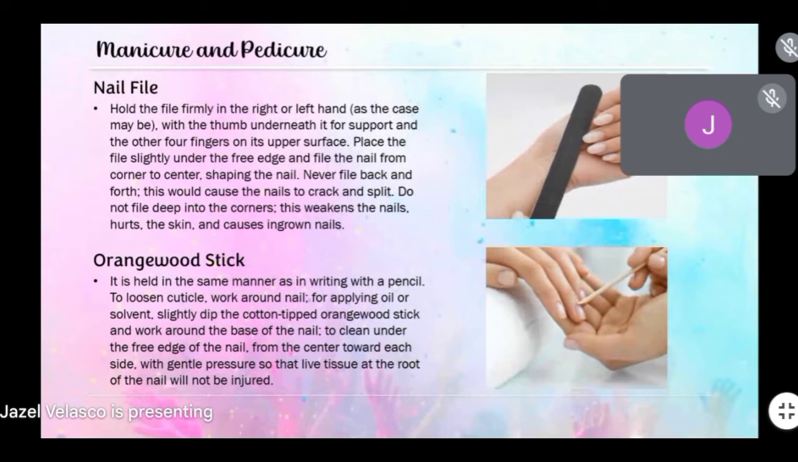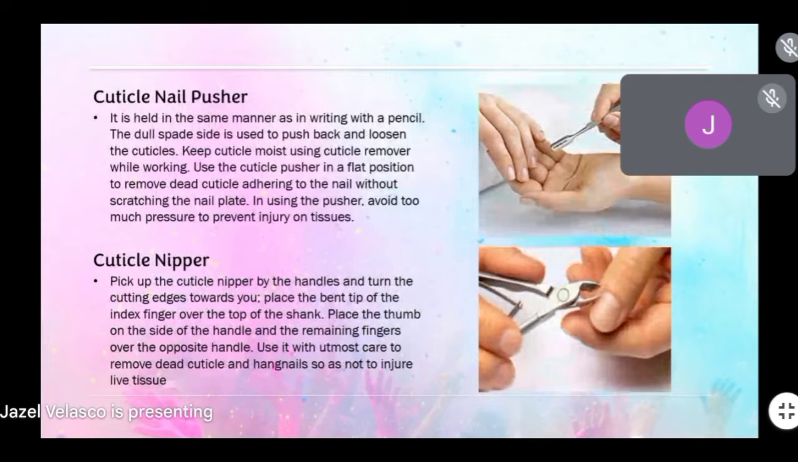Second, the orange wood stick, used in cleaning fingernails and pushing back cuticles. Third is the cuticle nail pusher, used to push back excess cuticle growth. And the fourth is the cuticle nipper, used to trim tough cuticles and hangnails. When using this, use it with utmost care to remove dead cuticle and hangnails so as not to injure live tissue.